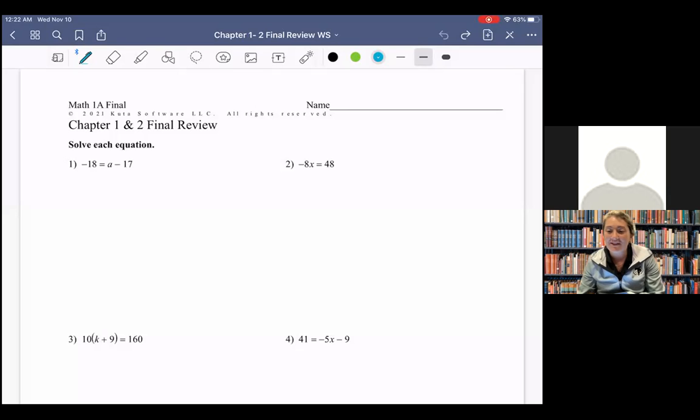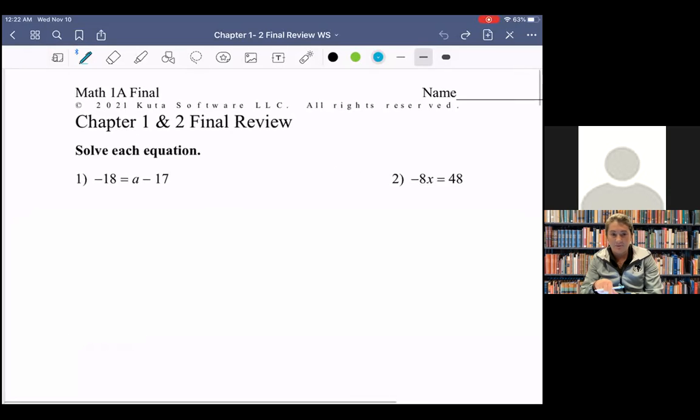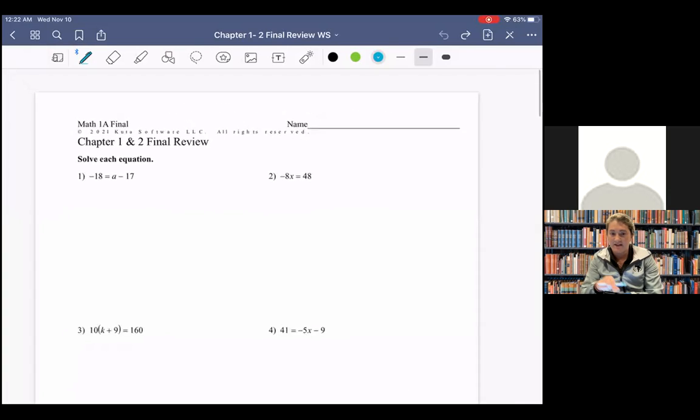So this is our chapter 1 and 2 final review. Okay, so you should have this paper in front of you. I believe it's purple, might be the other one. I think it's the purple one. So make sure that your first problem looks like -18 equals a minus 17.